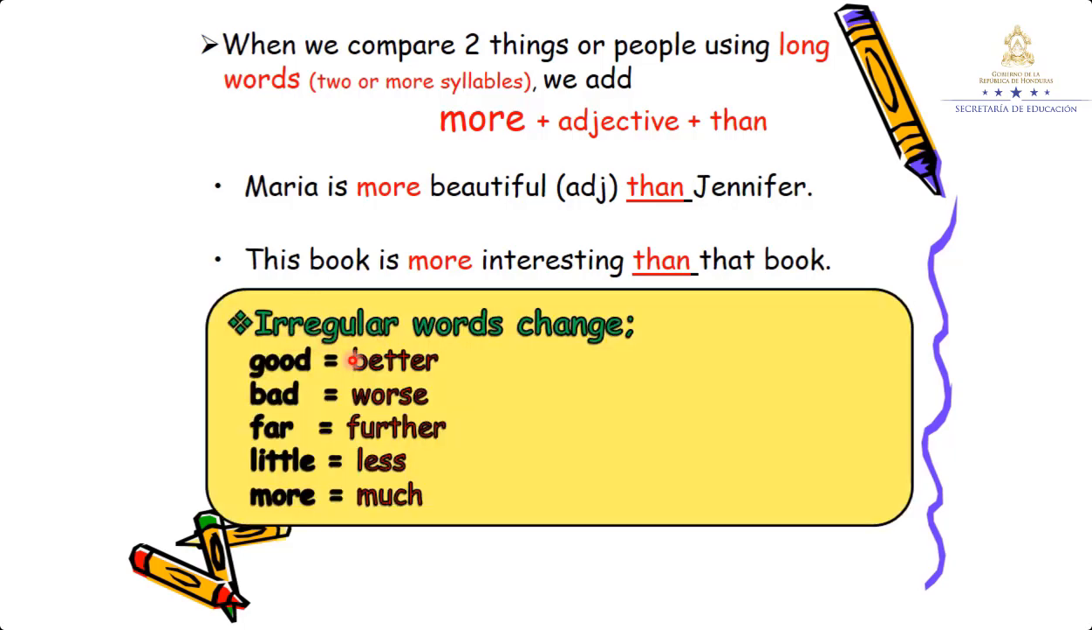Okay, these are exceptions to the rule. These adjectives: good, bad, far, little, much, have their own comparative form. So that's why they are called irregular adjectives. The comparative of good is better, bad, worse, far, further, little, less, much, more. So these are exceptions to the rule. These adjectives have their own comparatives. That's why they are called irregular adjectives.